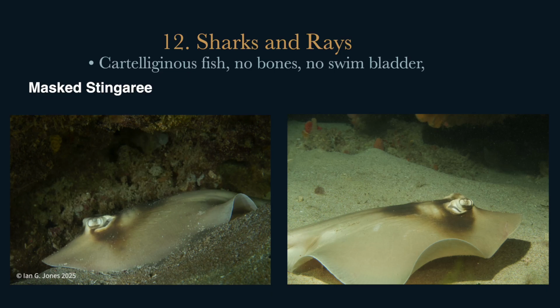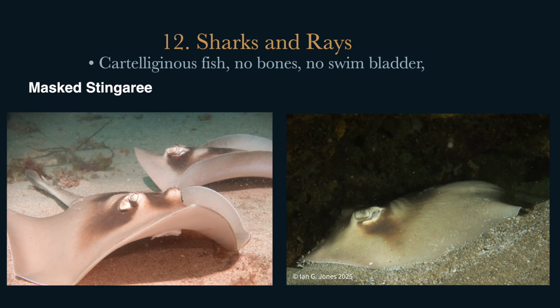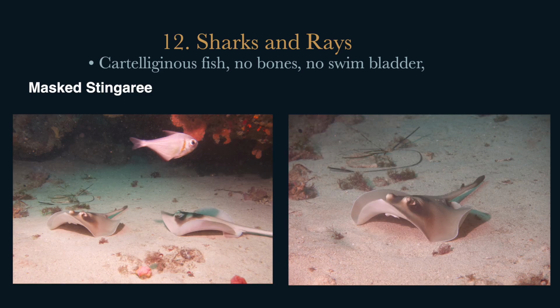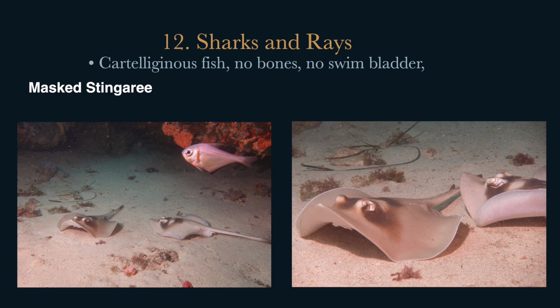Masked stingarees are small stingrays that grow up to 47 centimeters. They live in the subtropical zone, often around reefs over sand and seagrass. They are sandy coloured with a brown mask. They also have a sting in the tail, so don't touch.